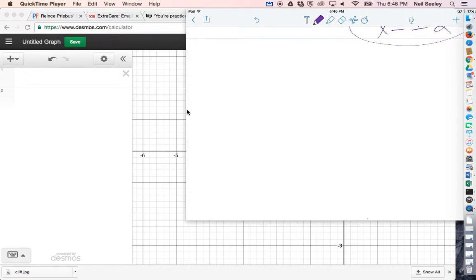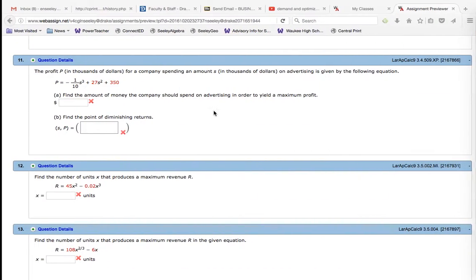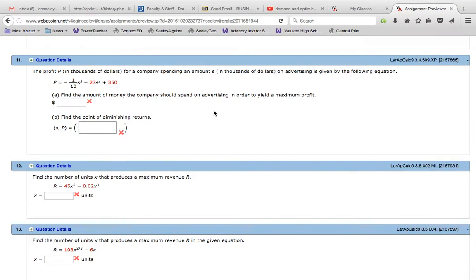We're going to look at number 11, which has the thing about diminishing returns, and a few of you said that you didn't quite know what to do with diminishing returns. So this particular profit function is handed to us, which is so nice.